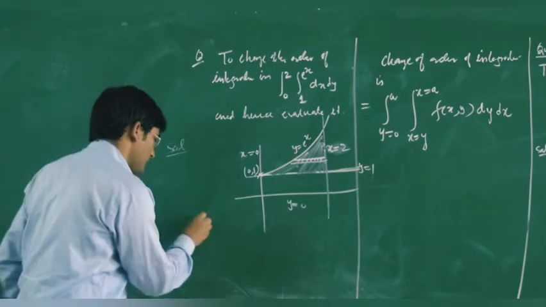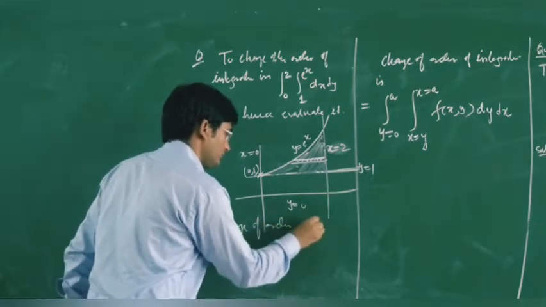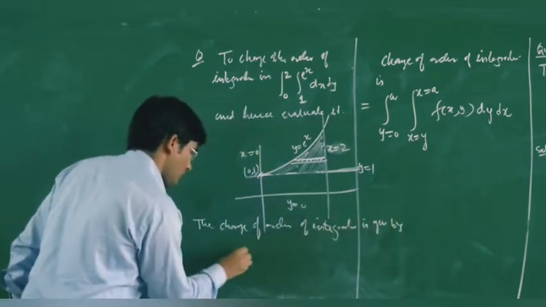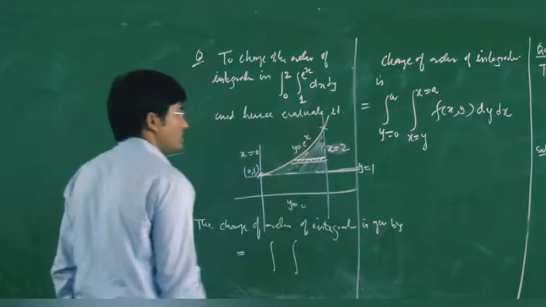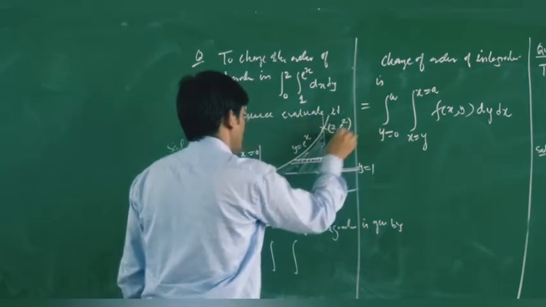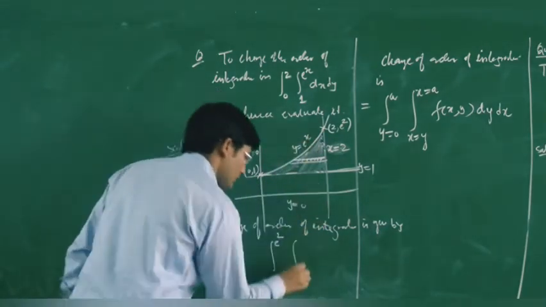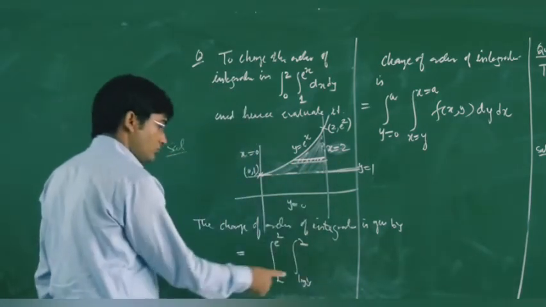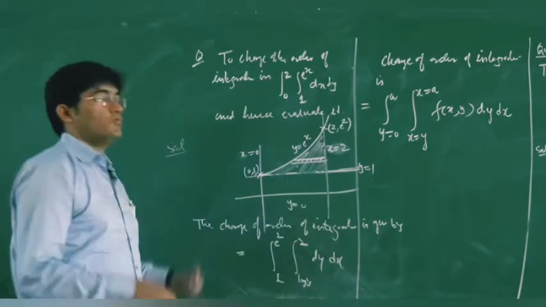So the change of order is given by the change of order of integration here. Your y will be from 1, and at this point when your x is 2, your y will be e square. So your y will move from 1 to e square, and then your x here, if you take log, then your x will be log y at this point, and here we have x equal to 2. So your x will move from log y to 2, then we will have dy dx. So this is the change of order of integration.